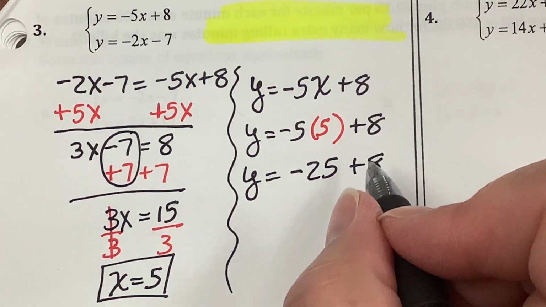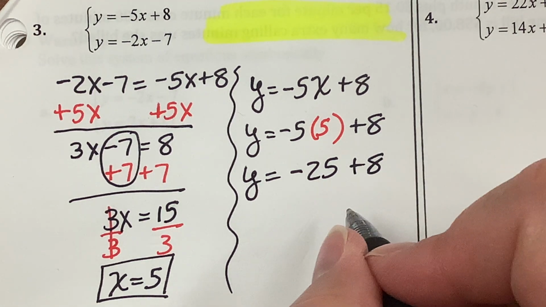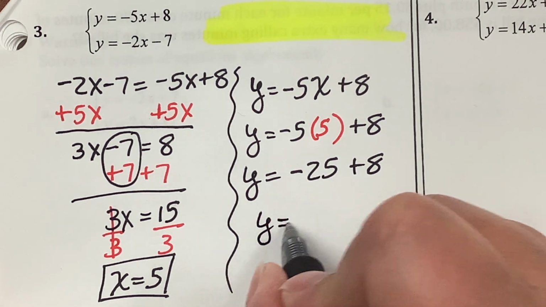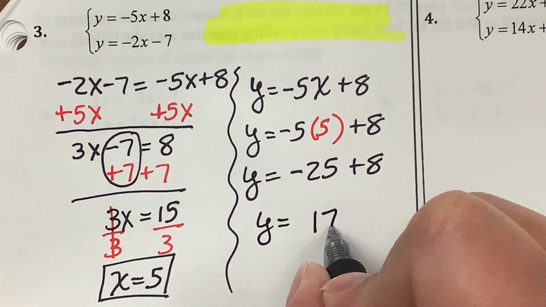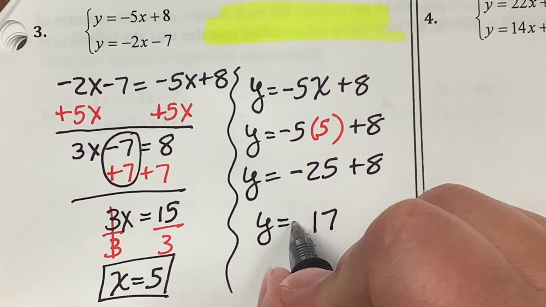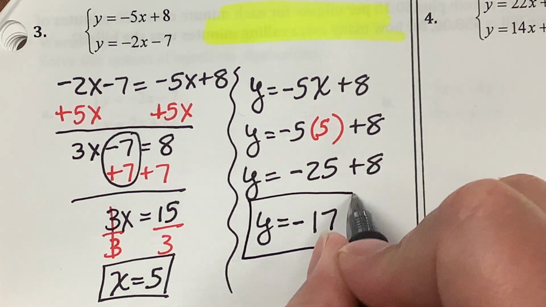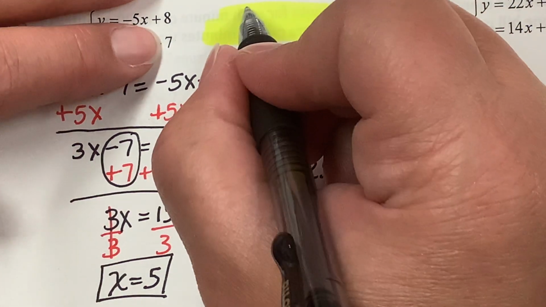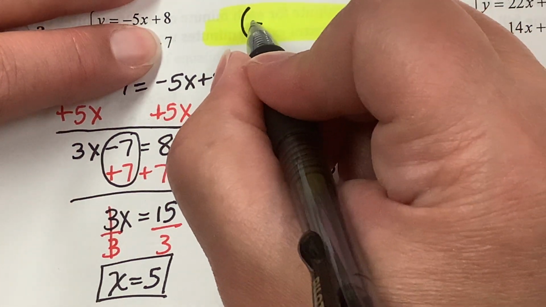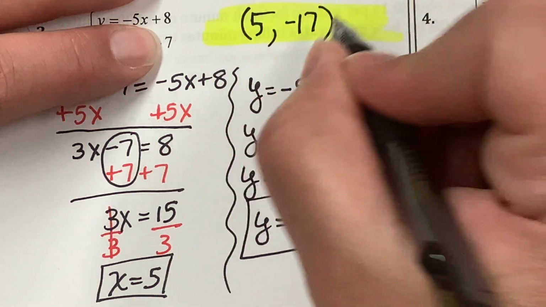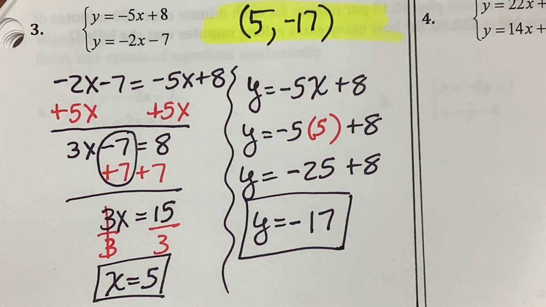Well, let's see. The signs are different, so I have to subtract. 25 minus 8 is 17. Is it? Yes, okay. 25 is bigger than 8, 25 is negative, so my answer is -17. So there's my answer. X is 5, y is -17. Put them together in parentheses because you want it to be a coordinate pair. Okay, so there's my answer.